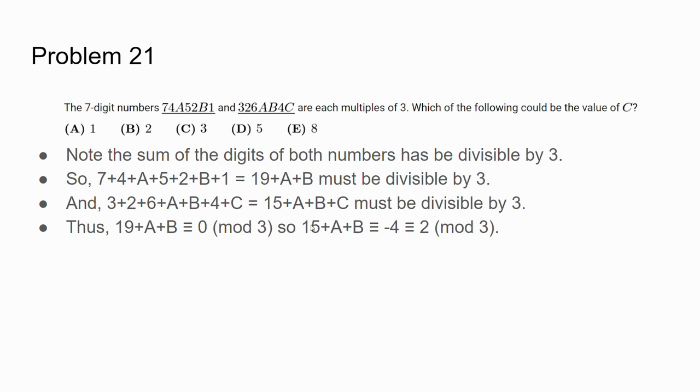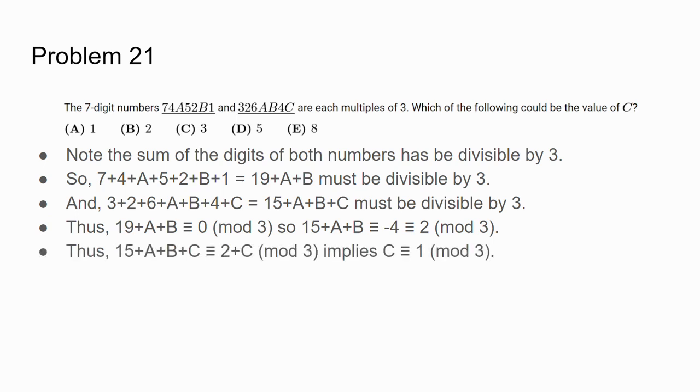We can subtract 4 from each side, and -4 acts the same as a 2, because essentially -4 minus 2 is -6, which in the world of mods we consider to be divisible by 3. And then we have 15 plus A plus B plus C then has to be equal to 2 plus C mod 3, and thus C must be congruent to 1 mod 3.